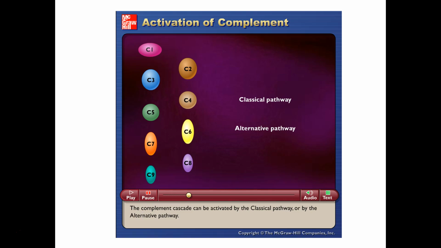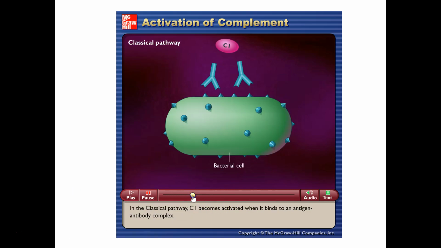So what's the first question we want to answer? What starts classical? I already told you guys the answer. What starts alternative? I didn't tell you the answer yet. Let's watch. Okay? So here we have a bacterial cell. What is first binding to the surface of that bacteria? An antibody, which is a product of our adaptive immune response. And then C1 represents, of course, a complement protein. Do y'all see that? So that's how classical starts. An antibody has to bind first, right?